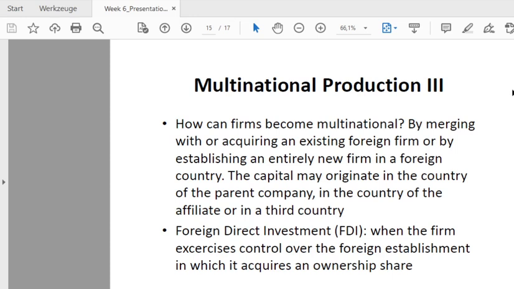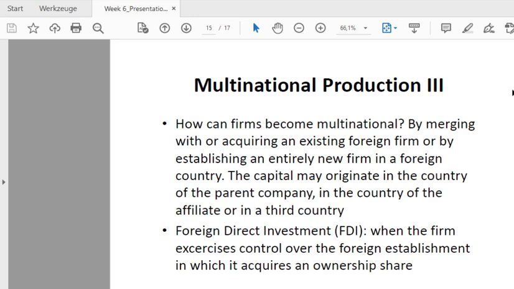How can firms become multinational? Generally by merging with or acquiring an existing foreign firm, or by establishing an entirely new firm in a foreign country. So if a South African company buys a company in Mozambique or in Botswana, this is the way to establish a multinational firm. Or if a South African company just creates a new firm in Nigeria, then it goes multinational.